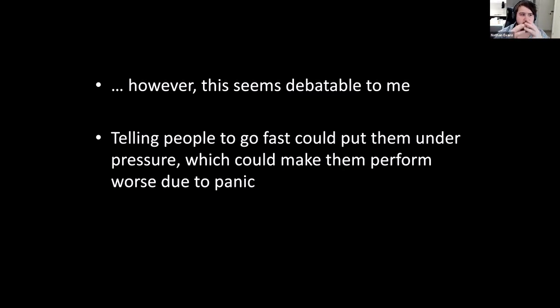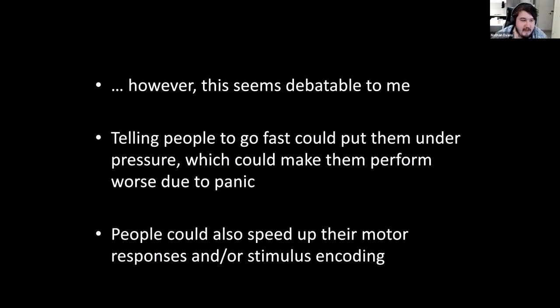Hopefully you have an idea of this, where if I were to say, hey, go faster at a task, no, faster, and give you this kind of pressure to keep performing faster, it may put you under some kind of stress, right? And this may cause you to panic and perform worse at a task than you would otherwise. Also, people may see go faster as hit buttons fast, right? So it could result in them speeding up their motor responding.